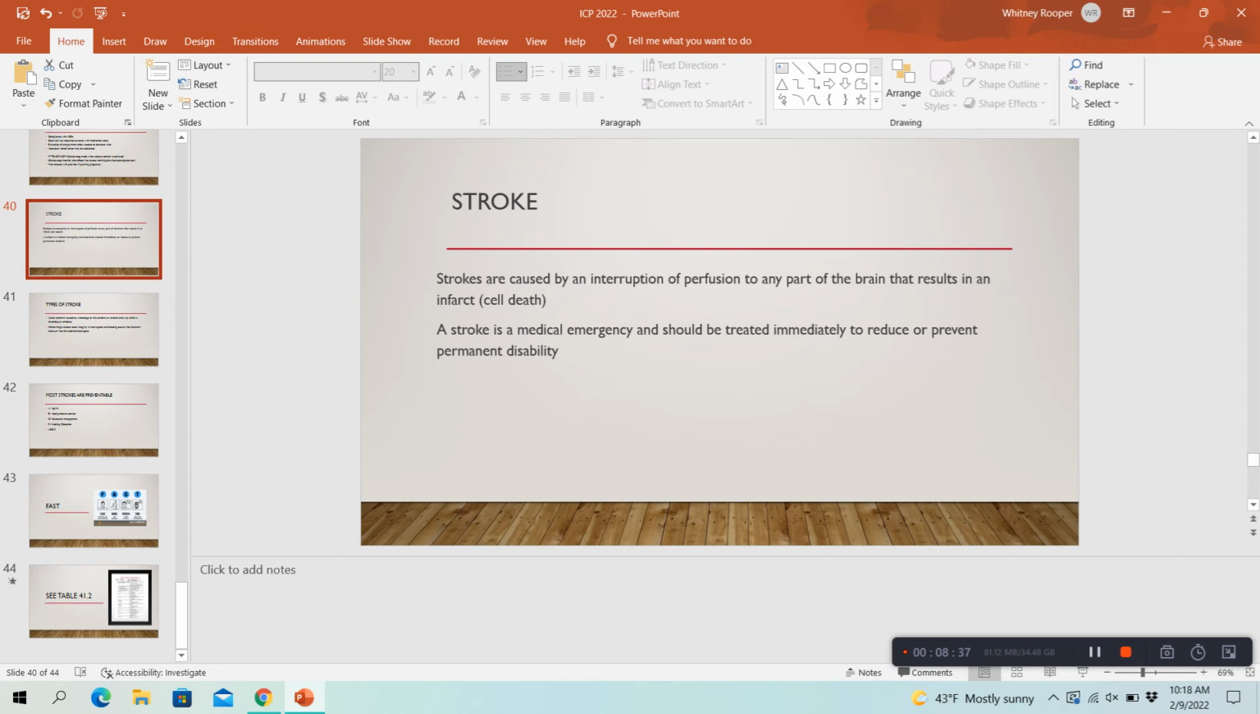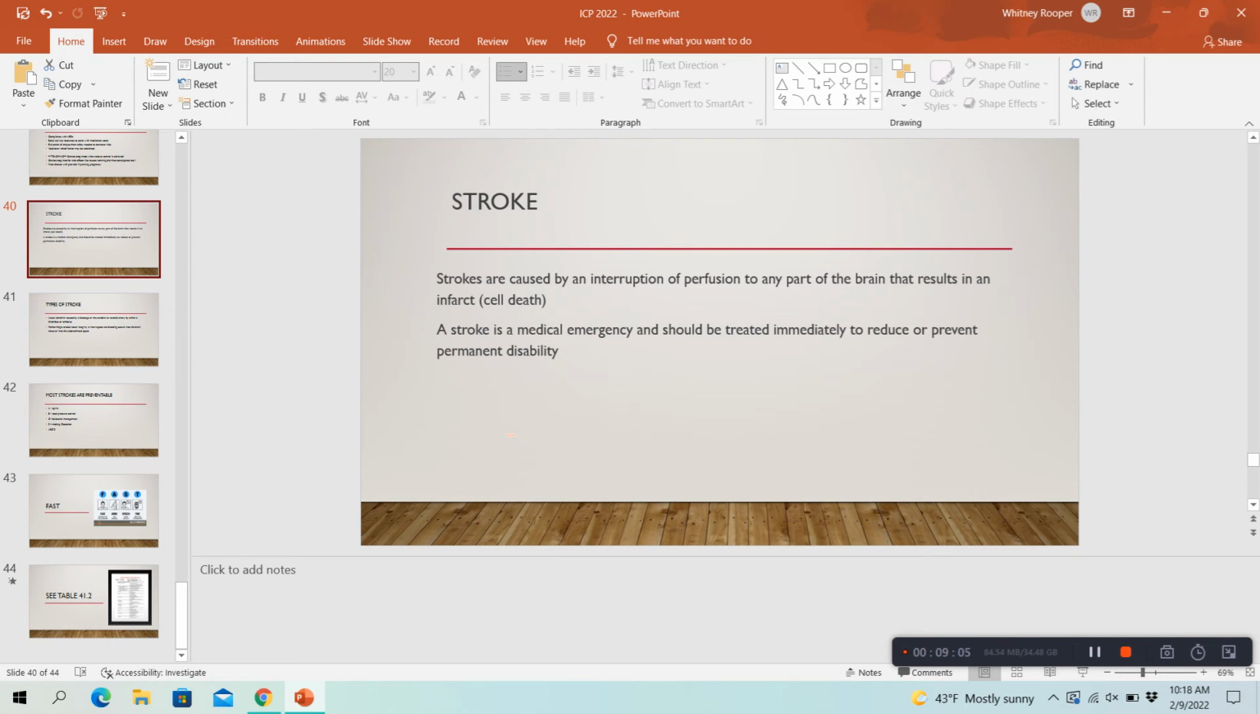All right, so strokes are caused by any interruption of perfusion to any part of the brain that results in an infarct. Okay? There are a lot of things that happen to our brain, just like our heart. Our brain is very, very important.